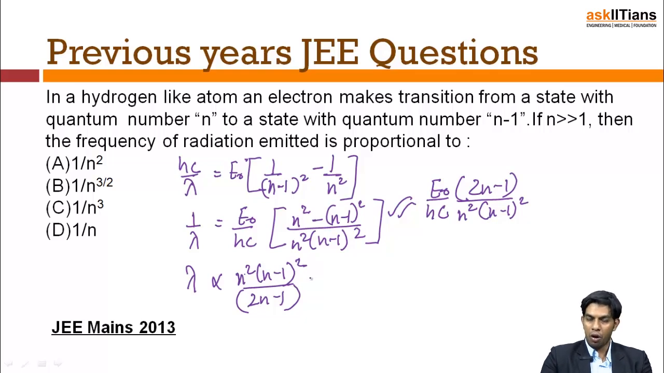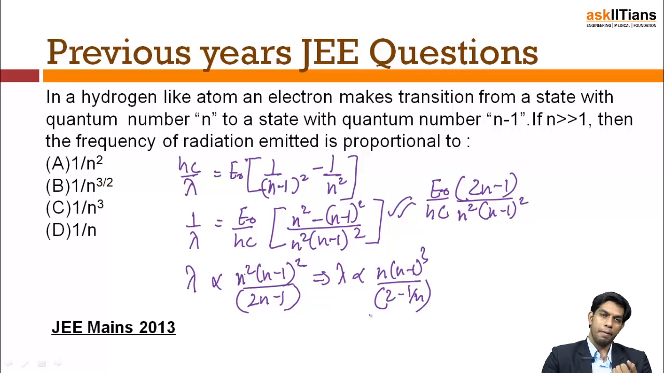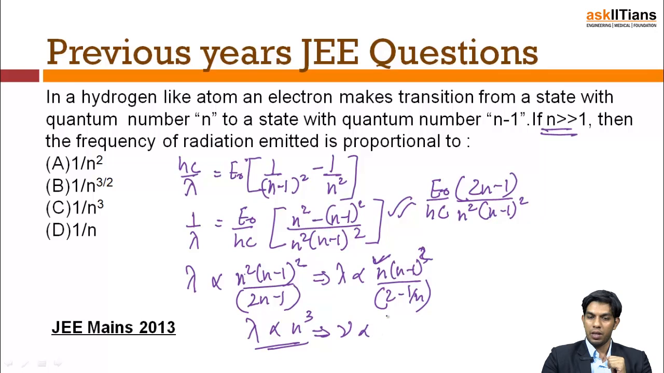Again, taking n common from the denominator, I will end up getting lambda is proportional to n into n minus 1 whole square divided by 2 minus 1 by n. Look closely, given the fact n is much greater than 1, I can clearly figure out that the highest power being n cubed, lambda is proportional to n cube. If lambda is proportional to n cube, it implies the frequency is proportional to 1 by n cube, because they are inversely related. Hence C, 1 by n cube is the correct answer.